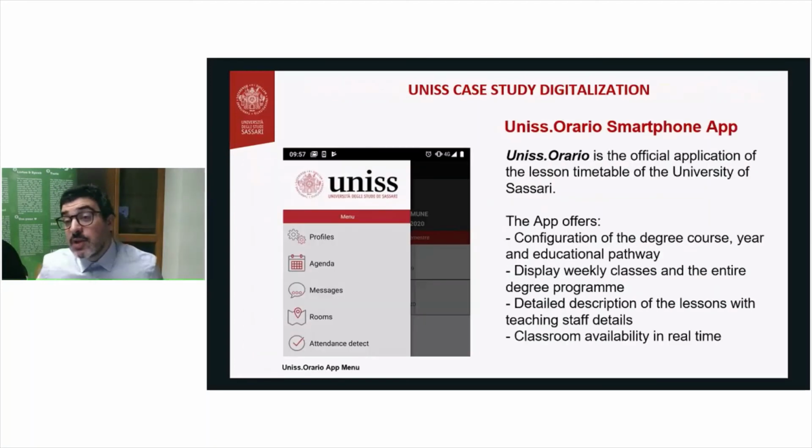We also developed a second tool, which is called Unis Horario, which is a schedule, basically, a time board for the lessons, so the classes timetable. It offers also a configuration, a general description of the course. It displays the weekly classes and also offers the classroom availability in real time in order for the professors and the students to use classrooms which are not currently used for lessons.